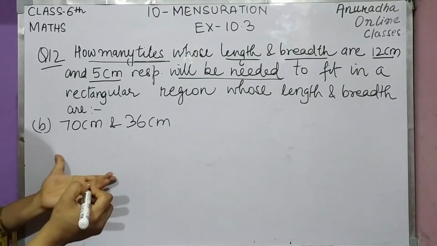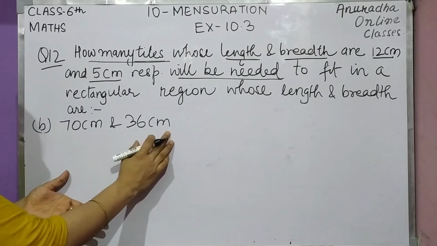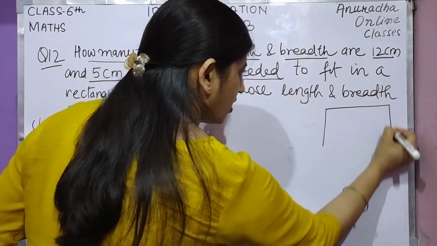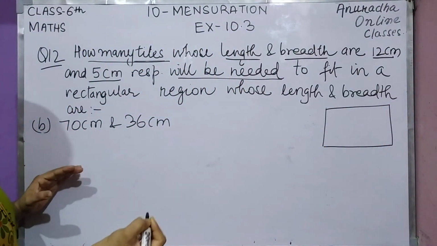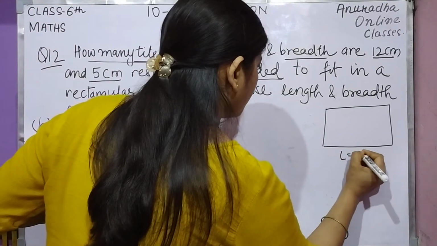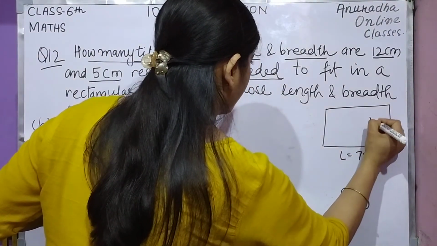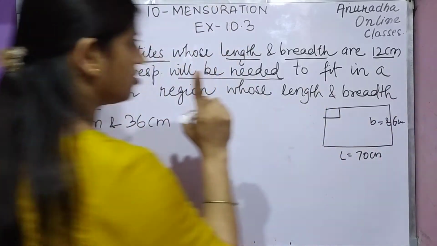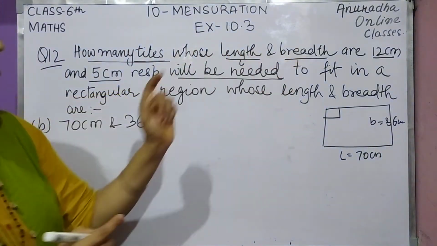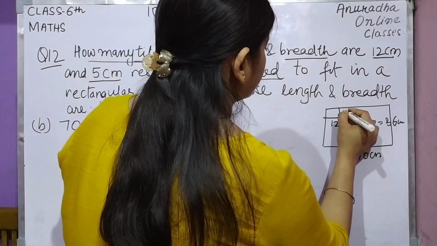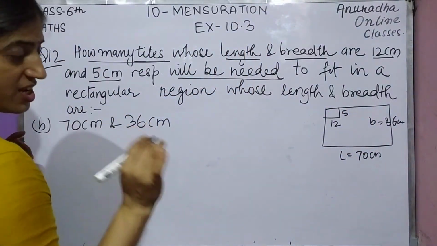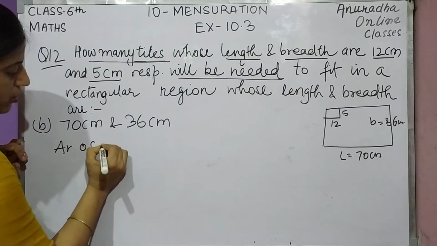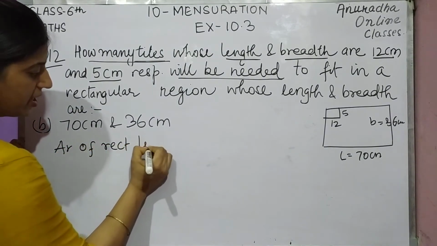See children, here is your B part, that is 70 centimeter and 36 centimeter. These two dimensions are given and here we are having this rectangular region जिसमें हमारी लेंथ कितनी है? लेंथ is 70 centimeter and breadth is 36 centimeter, right? And the tile is of same size. That is, its length is 12 and its breadth is 5 in centimeters.